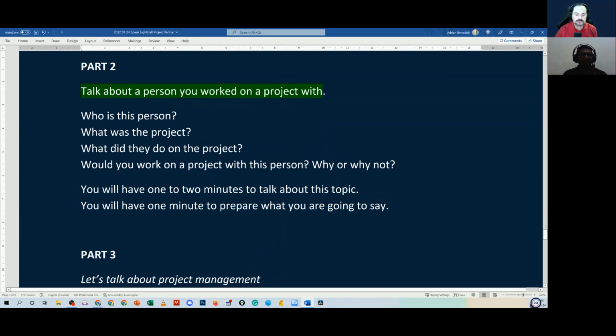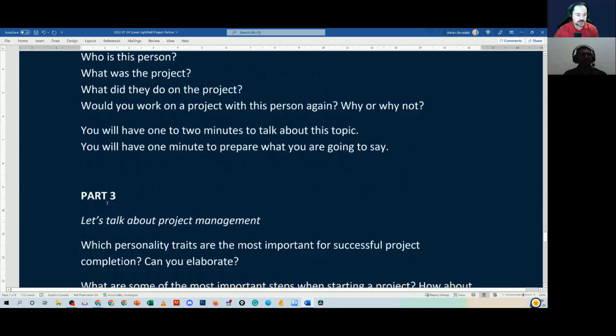I think there's a missing piece here again. Would you work with them on a project again? Okay, good. So now we're kind of clear on what this is really asking. And then, of course, in the real IELTS, you're doing this quietly and you do it very quickly. So here you're talking about a person.